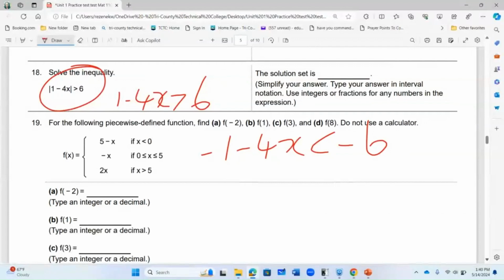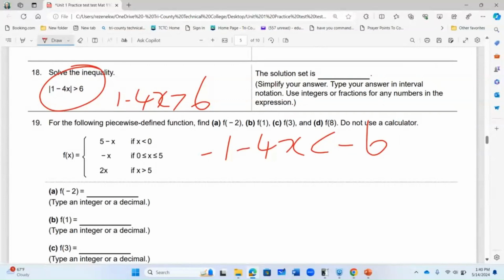If you can do all the questions in this practice test, you will be good to go. Okay, and then I am going to start solving. I want to isolate the x on the left-hand side.